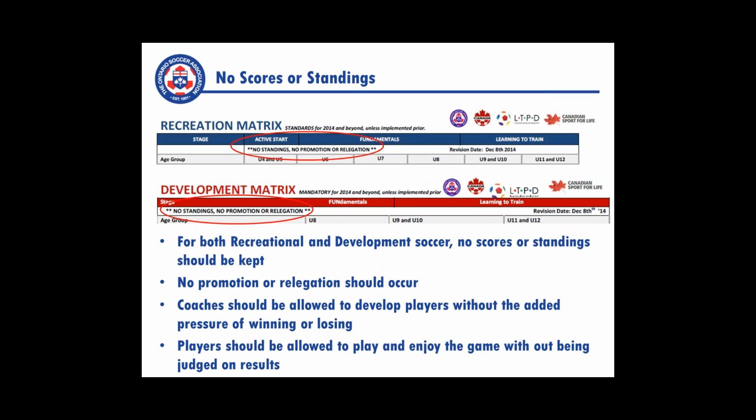We're going to look at some of the components of the matrices now, both the recreational and development. This slide here, you'll see the recreation matrix at the top of the page, the blue, and the development matrix below it in the red. As you can see, we've circled a couple of areas there. No scores, no standing, no promotion, and relegation. So that's a big part of the matrix and one of the first things that was implemented.